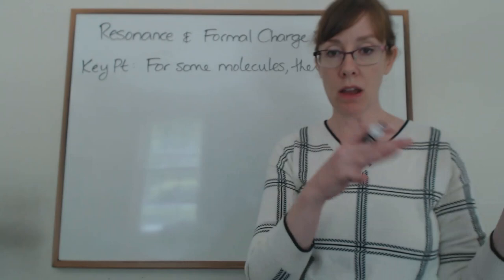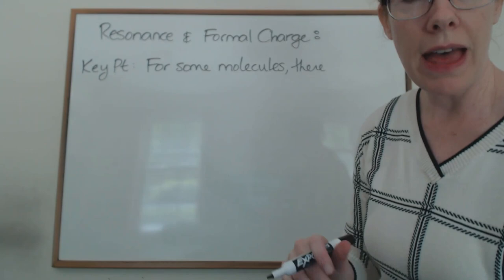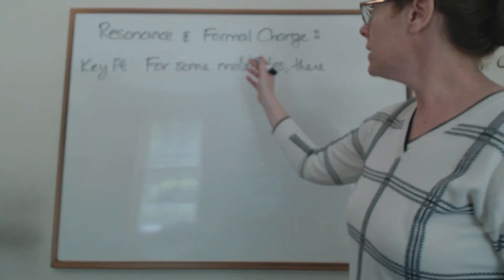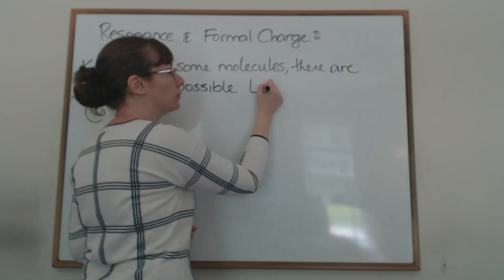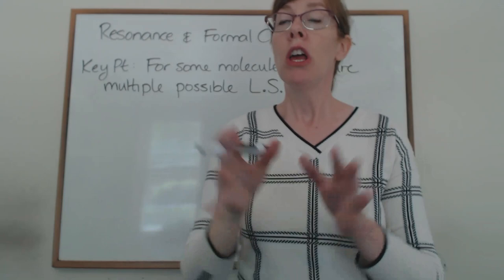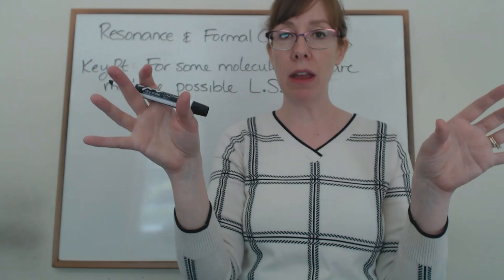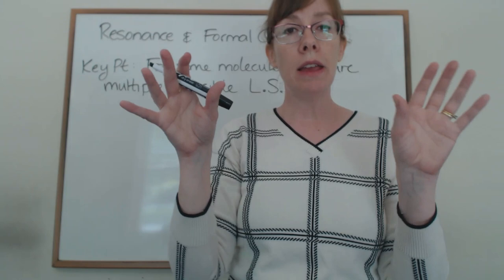So unlike that molecule C2H2, which we just drew, where there's only one possible Lewis structure, for some molecules there are multiple possible Lewis structures. All right, and what do I mean by possible? You can draw multiple Lewis structures that say yes to both questions. They all use all the pairs and they satisfy every atom. So that is what we're getting into with this concept of resonance.